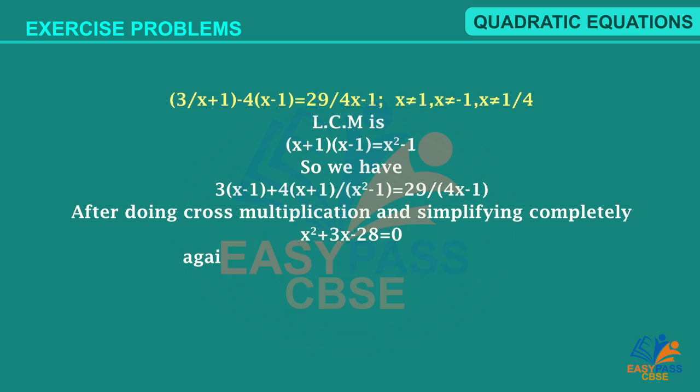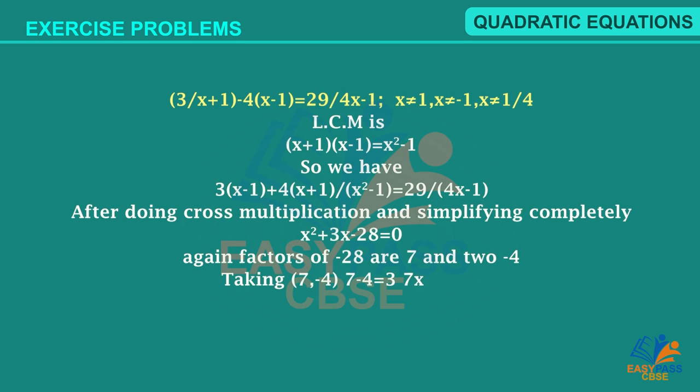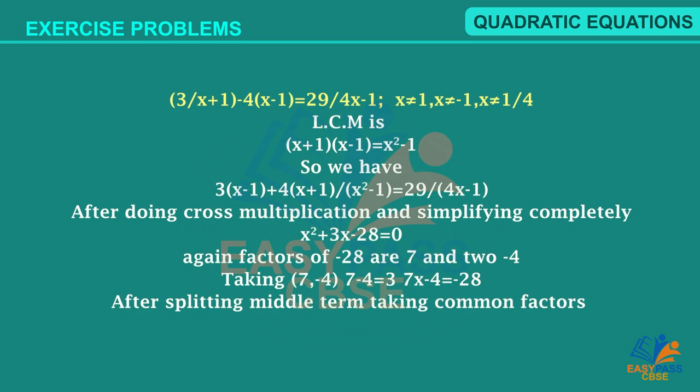is equal to 0. So again, factors of minus 28 are 7 into minus 4. Now I'll take 7 comma minus 4, so that 7 minus 4 is equal to 3. 7 times minus 4 is equal to minus 28. So after splitting the middle term, taking the common factors, we have x plus 7 times x minus 4 is equal to 0. Therefore, x equal to 4 or x is equal to minus 7 as solutions.